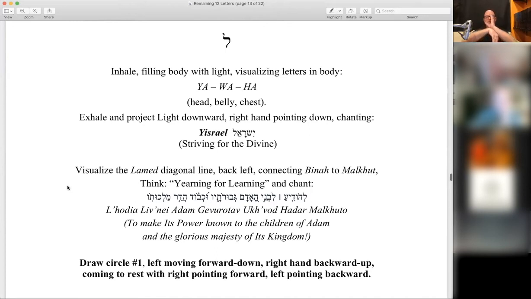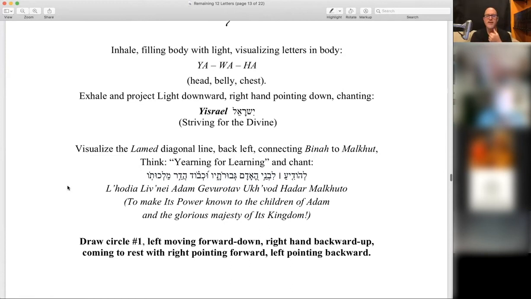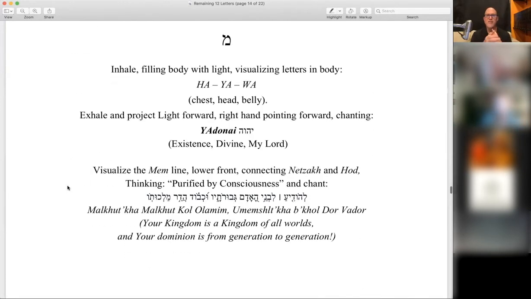malachuto. Drawing the first circle, left goes down, forward, right goes up, back. Following all the way around, right hand points forward, left hand points backward. Breathing in, Ha, Ya, Wa, Ya Adonai to the front, Ya Adonai. Seeing the line of Mem in front of you connecting Netzach and Hod. Purification of Mem, like water, purified by consciousness, Malchutecha.